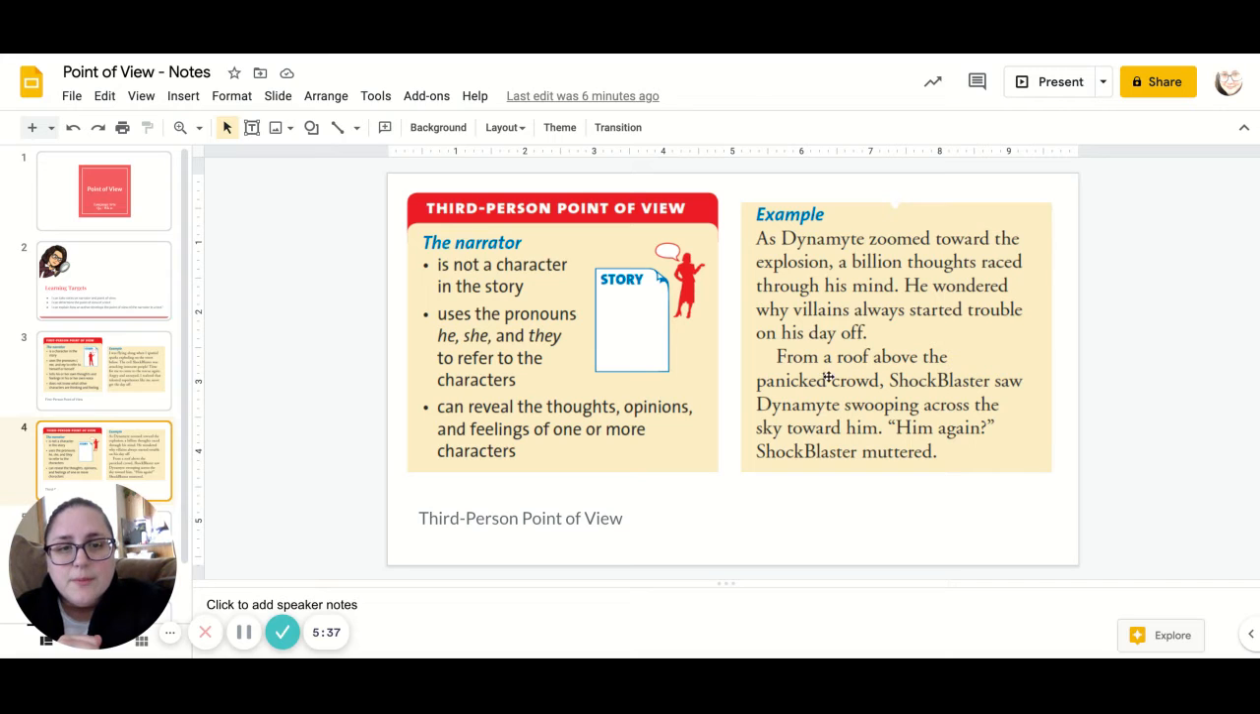From a roof above the panicked crowd, Shock Blaster saw Dynamite swooping across the sky toward him. "Him again," Shock Blaster muttered.